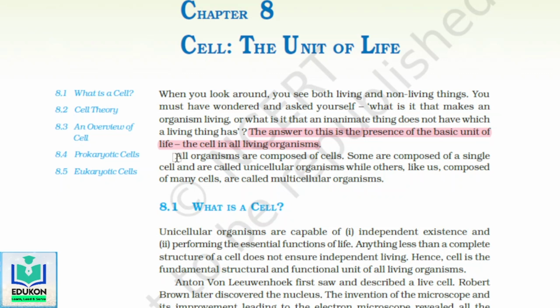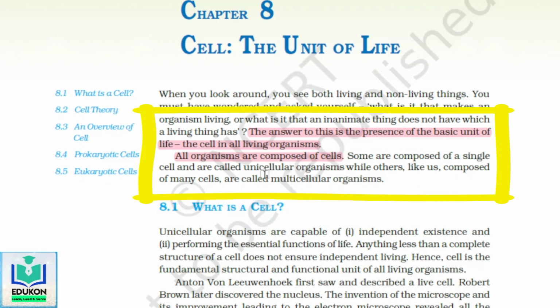Coming to the next sentence: all organisms are composed of cells. Remember this: all living organisms, which perform certain functions, are composed of cells. Some are composed of a single cell and are called unicellular organisms, such as bacteria. Others, like us humans, are composed of many cells and are called multicellular organisms.